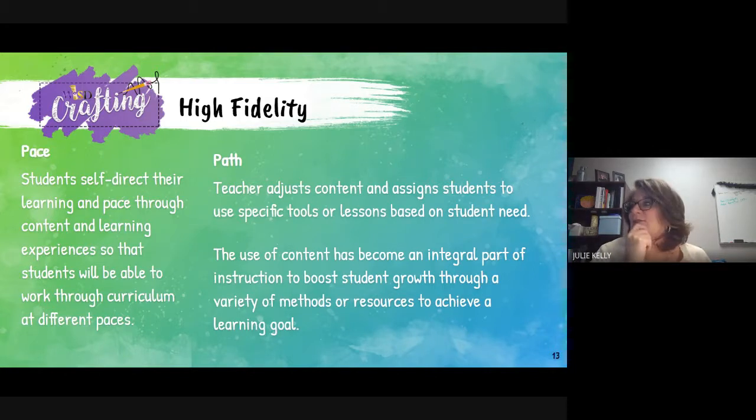So pace is students self-direct their learning and pace through content and learning experiences. So the student will be able to work at different paces. And then path means teacher adjusts the content. We just mentioned that, how they could do this video or that video. So that's path. Teacher adjusts content and assigns students to use specific tools or lessons based on student need.